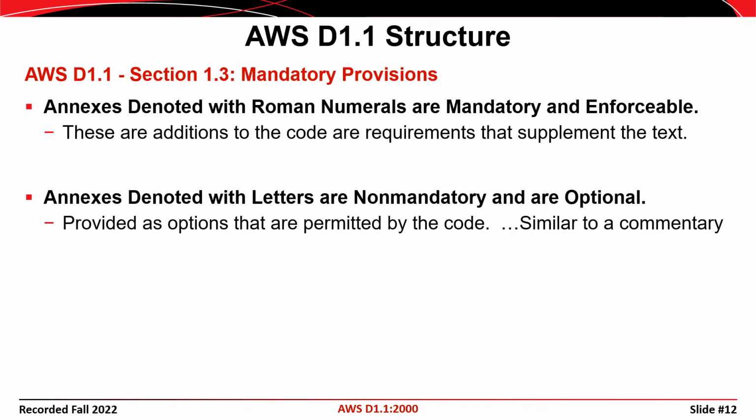Okay, Section 1.3 covers the mandatory provisions, and there are two different types of annexes or sections. One is denoted with Roman numerals and is mandatory, and the others are denoted with letters and are non-mandatory. And those are similar to what the commentary would be like in the AISC specification.